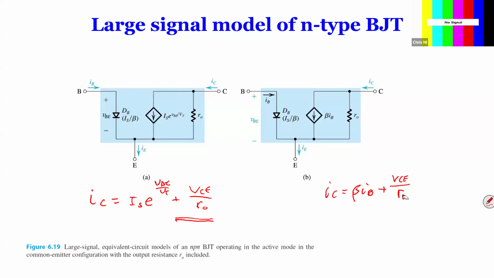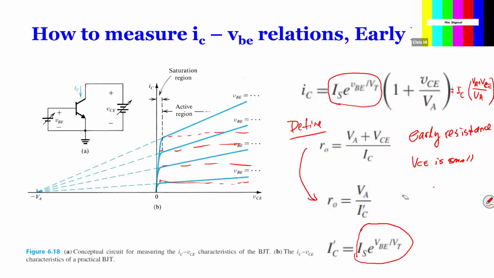Could you explain how we get from IC equaling IC prime times 1 plus VCE over VA to that equation there? Yeah, because here you see this IC has two terms, right? So if you look, we can rewrite this equation to the next one.